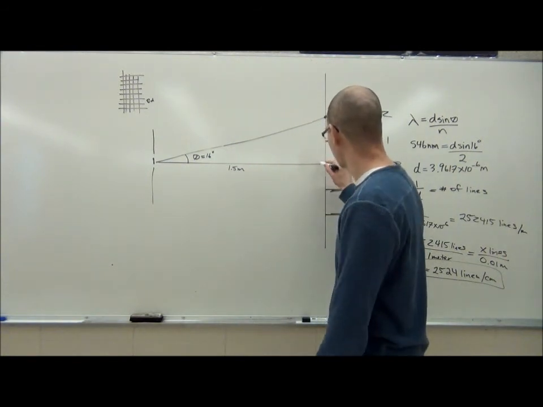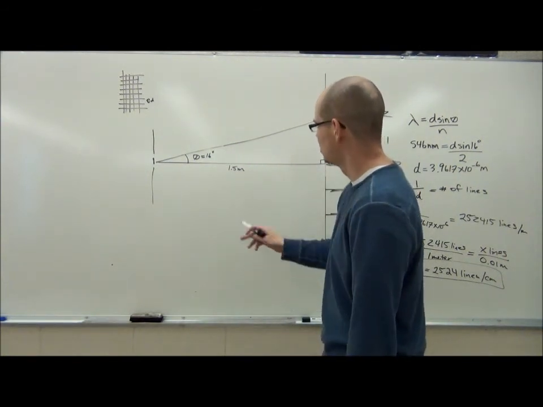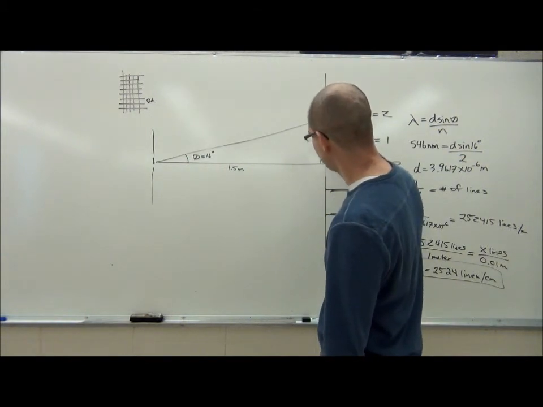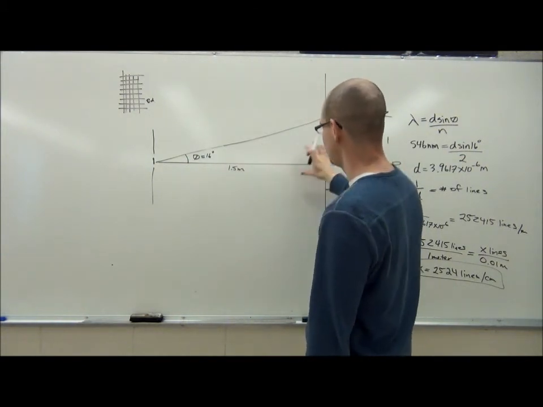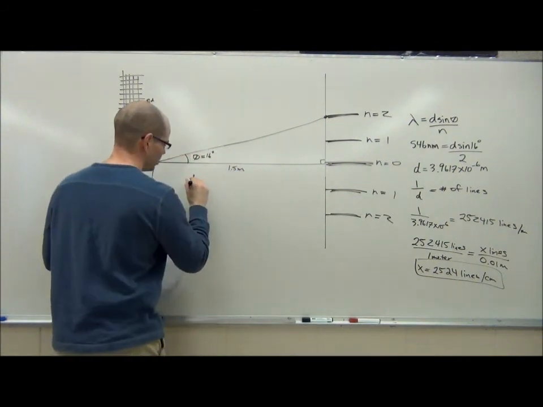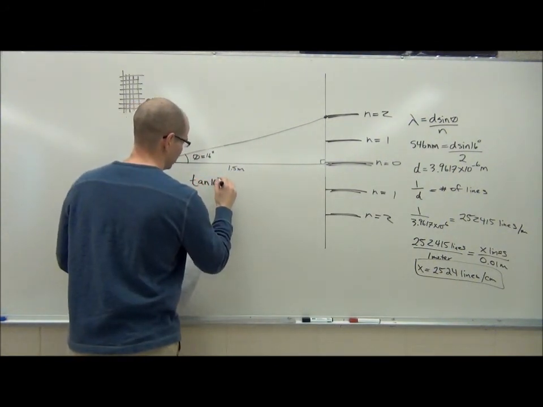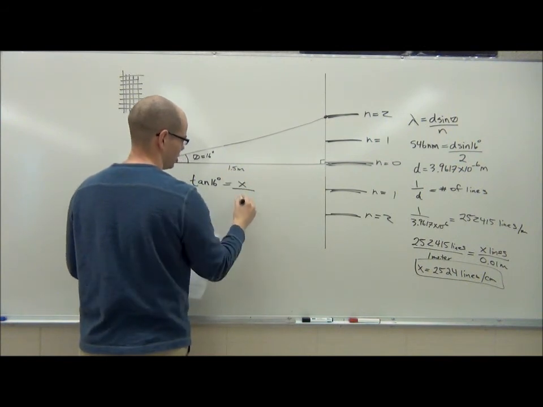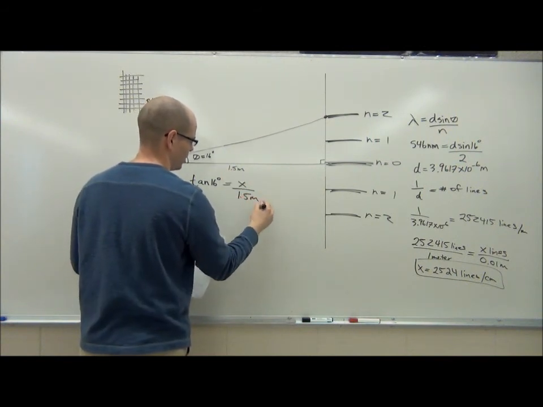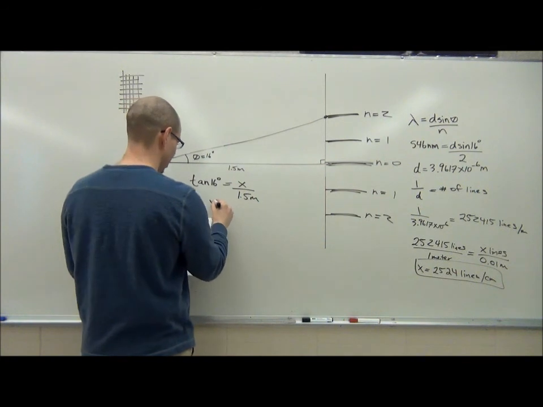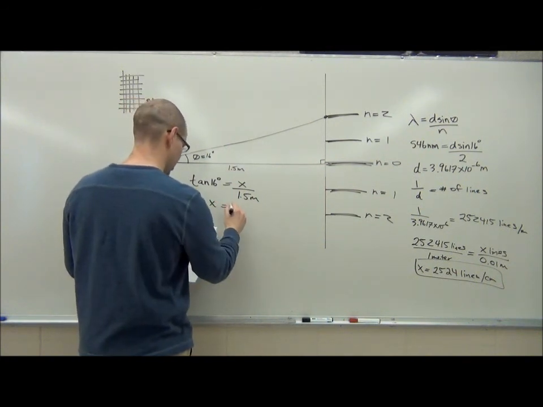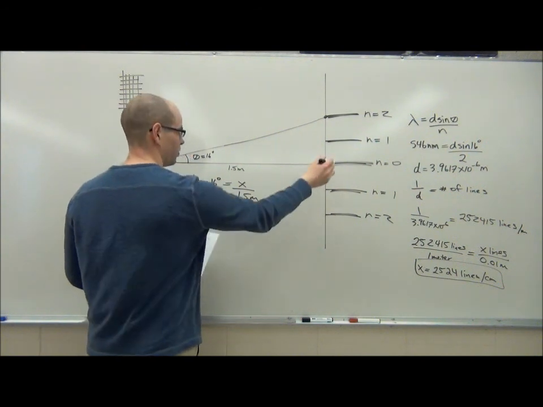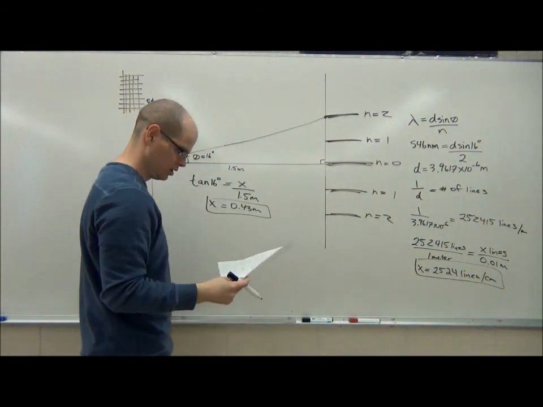If you look at this, we've got a right angled triangle set up here. So if you look at theta, we're looking for this side here. We can use tan, opposite over adjacent. So tan 16 degrees equals the opposite side, which we can call x, over the adjacent side, which is 1.5. If you solve this, you get that the distance is 0.43 meters. So 0.43 meters from here to here.